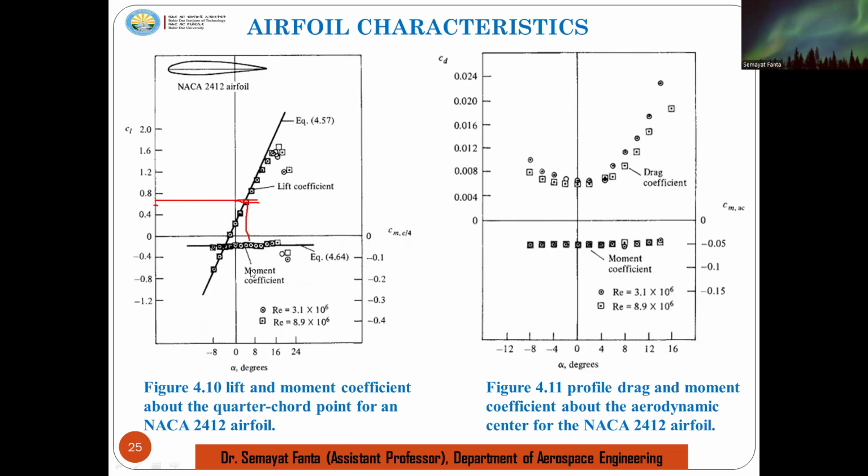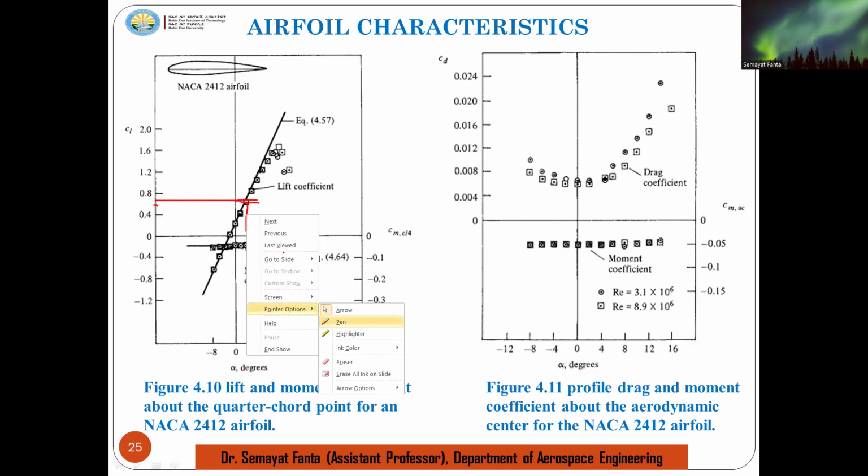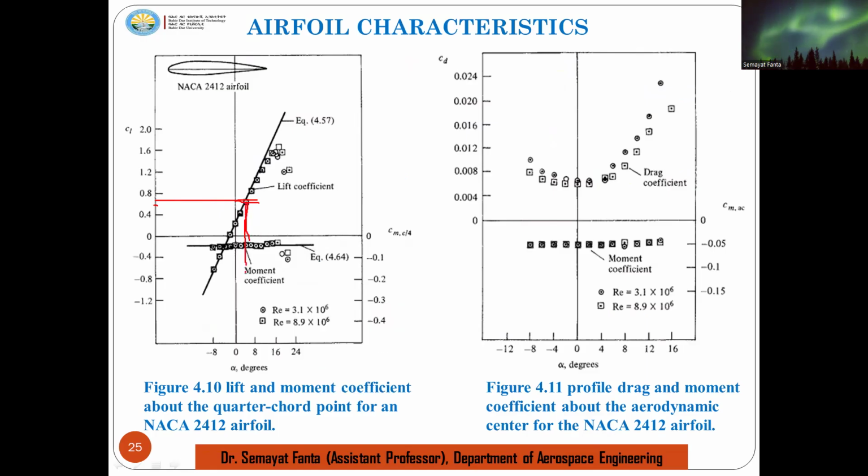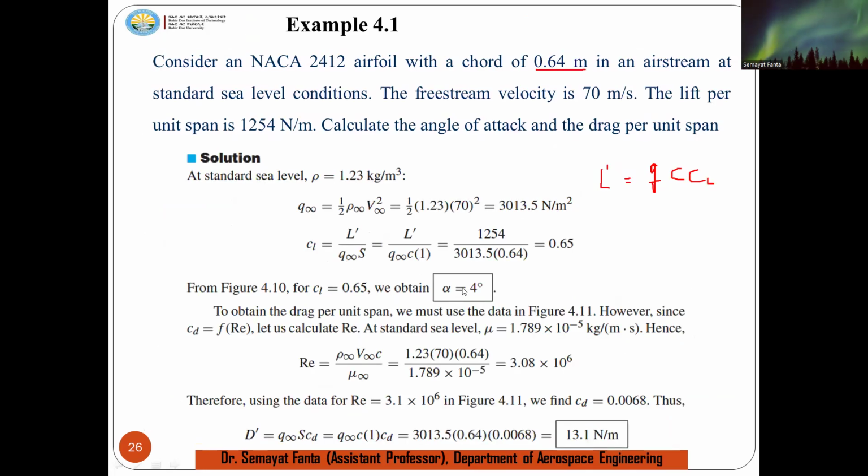That alpha is about 4. If I appropriately sketch it, it is about around here. I can trace it down like this. So this point indicates alpha is 4. So the result, alpha is 4, is the alpha value that corresponds to 0.65 CL. So CL versus alpha graph can be obtained like that.